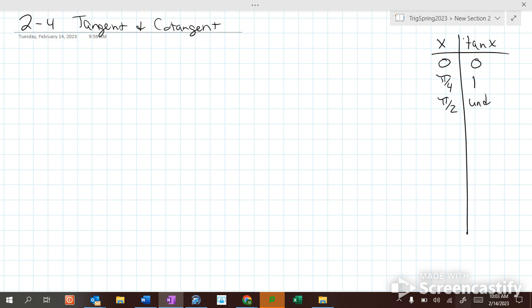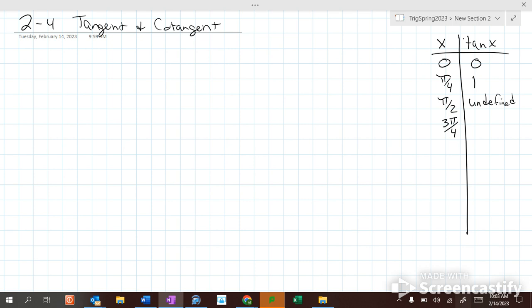Undefined. I'm glad nobody said 0, or Mr. Bierschbach would have gotten upset. Because everything's good in life until somebody tries to divide by 0. And then things go south.